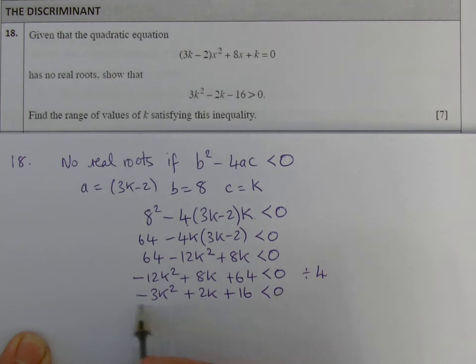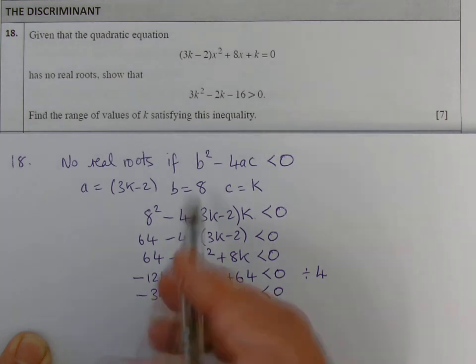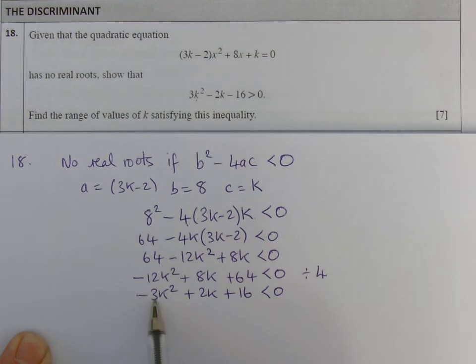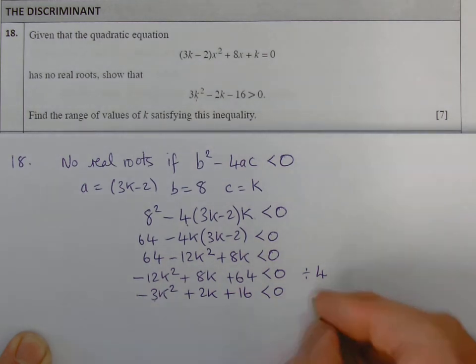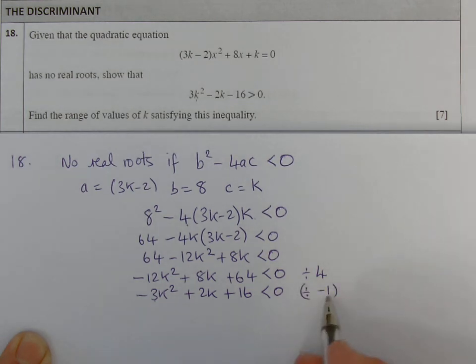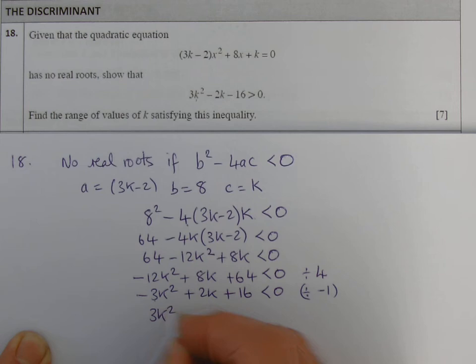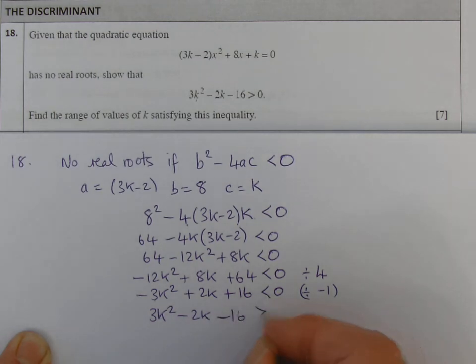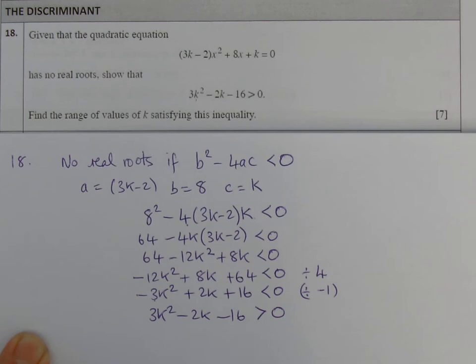Now then, in the question it's 3k squared, and I got minus 3k squared, so I'm going to change the signs throughout, so in effect I divide by minus 1. And when you multiply or divide by a negative value, the inequality changes the other way around. So that's going to be 3k squared minus 2k minus 16, and now that has to change the opposite way to a greater than 0, and there's the condition shown in the question.